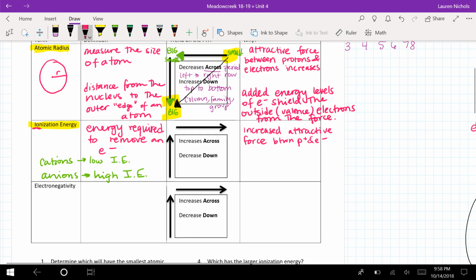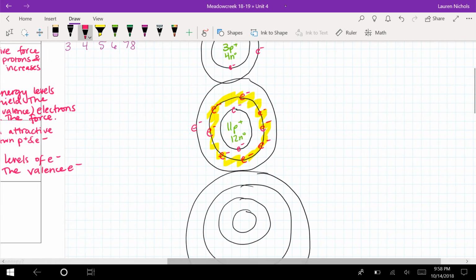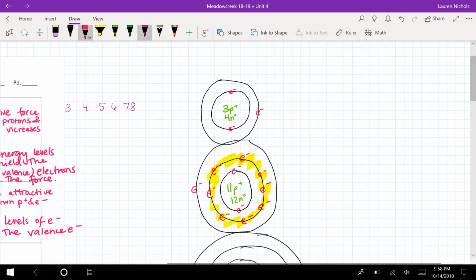For a column, it decreases as you go down. And so it gets smaller and smaller. And so that's because of those energy levels. So the energy levels of electrons shield the valence electrons from that force. And what that does, if we look back at my wonderfully artistic picture, is if there is a force between these protons and these inside electrons, they're real close. Those electrons are not shielded at all. They're going to be feeling that force a lot.